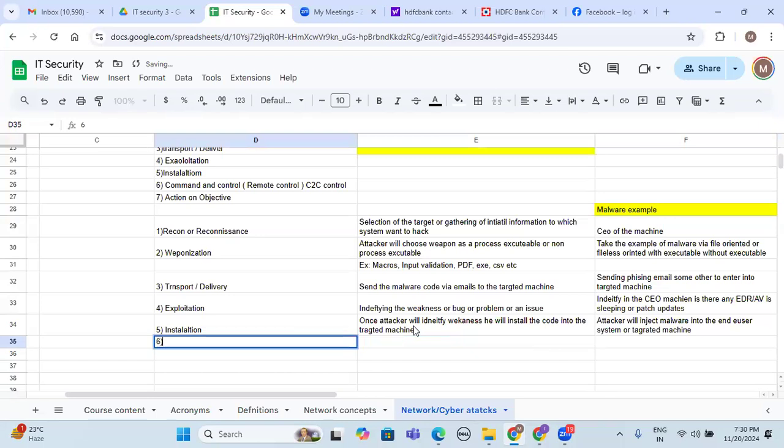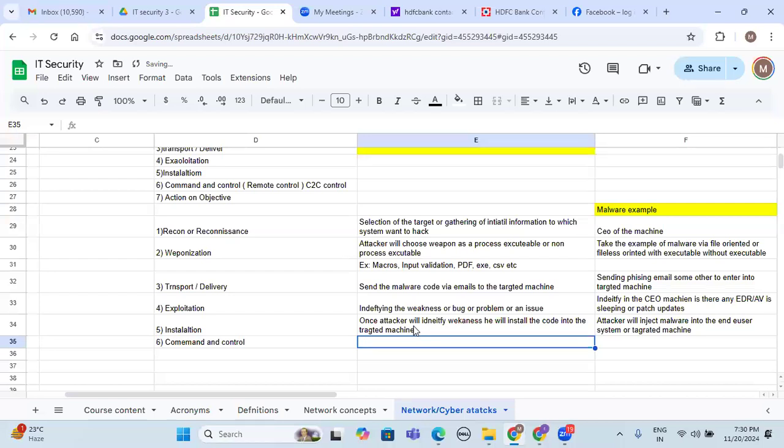Finally, command and control. Once the attacker has executed the malware, he gets remote control. How can you operate your television or maybe fan or switch and so on through remote control? In a similar way, the attacker will operate your system on behalf of you. Then your system will act as a robot, or bot, or zombie. That is called command and control.